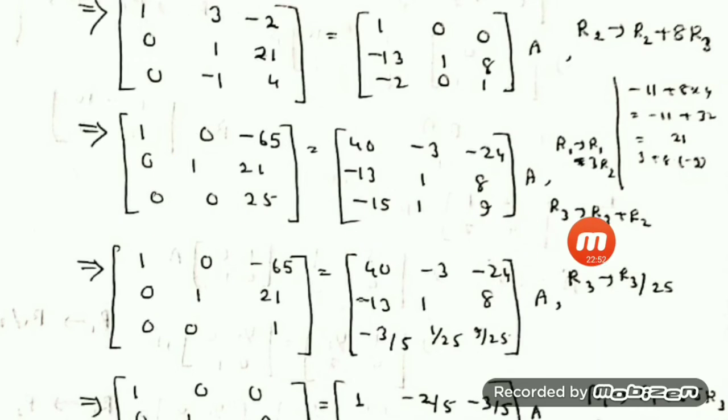Then I have to go to row 3. Row 3 plus row 2. 0 plus 0 is 0. Minus 1 plus 1 is 0. 4 plus 21 is 25. This is minus 2 minus 13, which is minus 15. 1 plus 0 is 1. 8 plus 1 is 9. Then I have to make it 1.